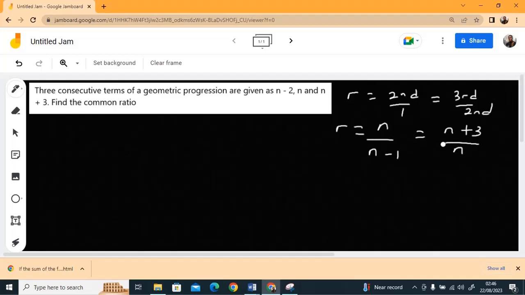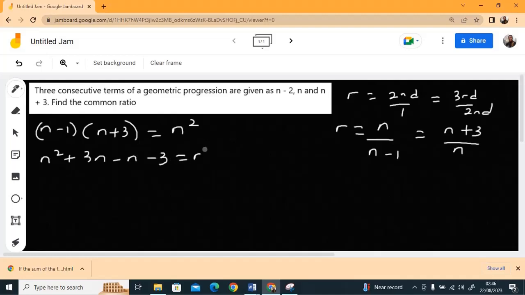So what I'm going to do is cross multiply. I will have n minus 2, then n plus 3, equals n times n, which is n squared. You know, everything is common ratio. Now let's multiply. n times n is n squared. n times plus 3 is plus 3n. Minus 2 times n is minus 2n. Minus 2 times plus 3 is minus 6, equals n squared. So I can bring everything here, then everything is equal to 0.